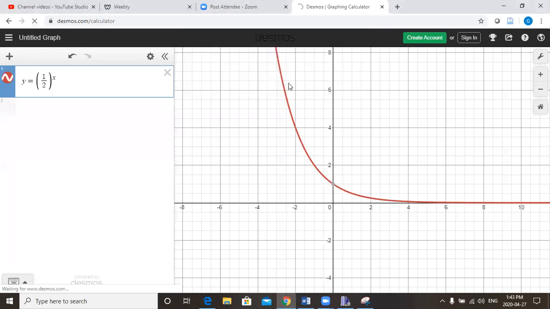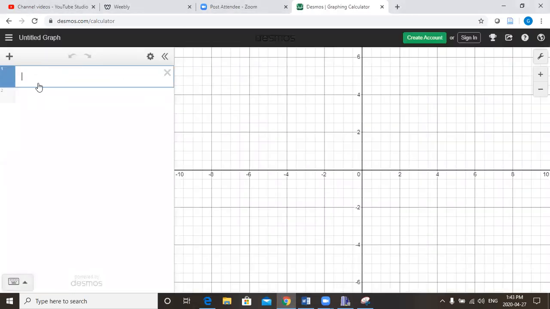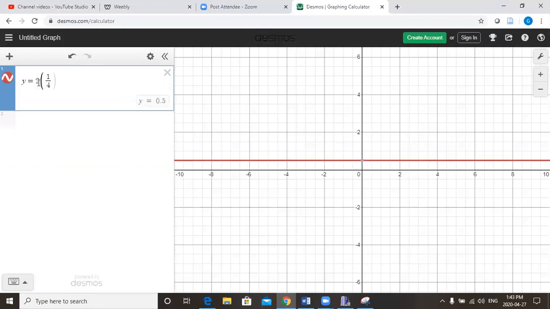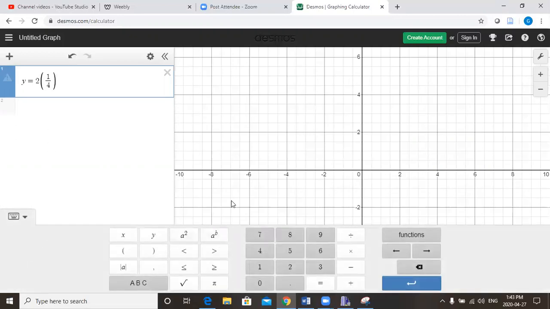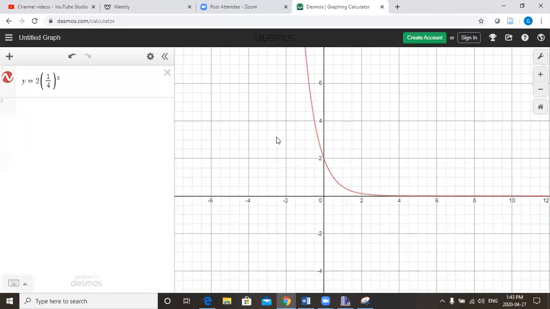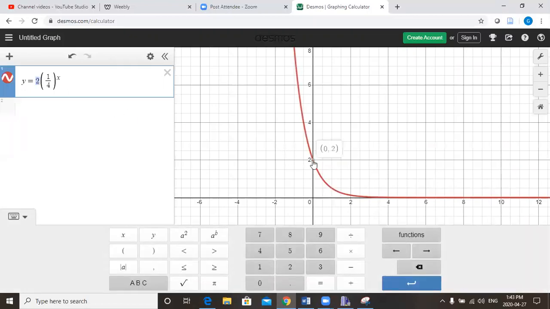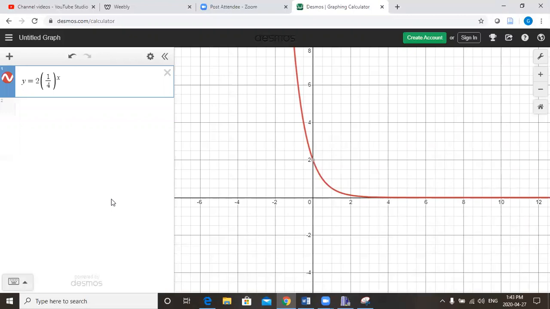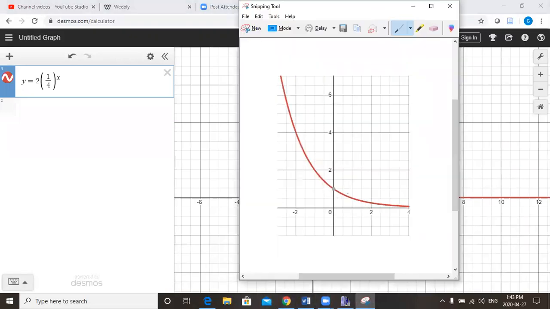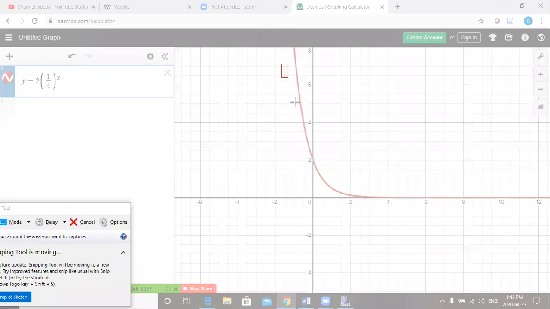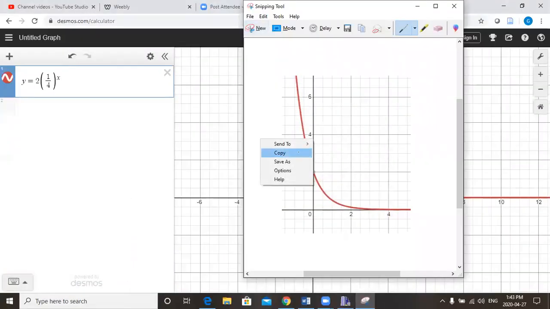We'll reset Desmos. So y equals 2 times 1/4, or you can go 0.25 if you want, but y equals 2 times 1/4 to the power of x. And you'll notice that the graph, again, is decreasing. Initial value is 2, y-intercept is 2. So you can definitely make that connection. So we'll grab this graph here and put it in our Word document.